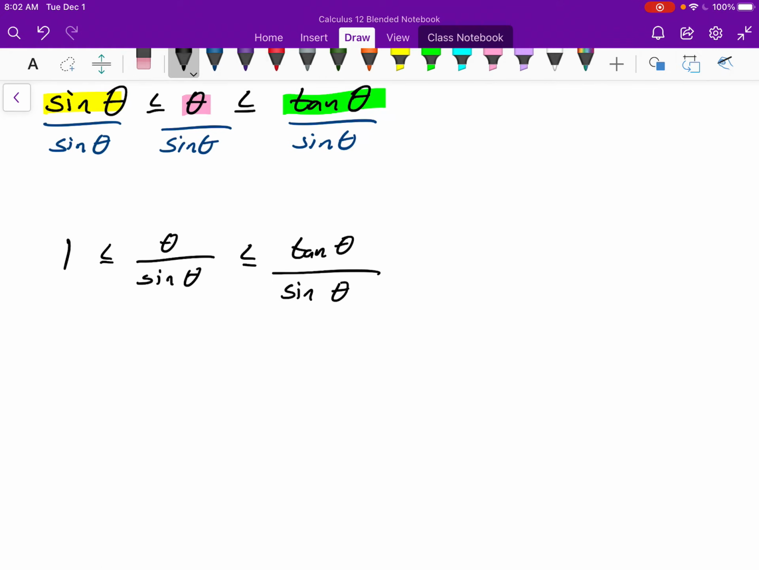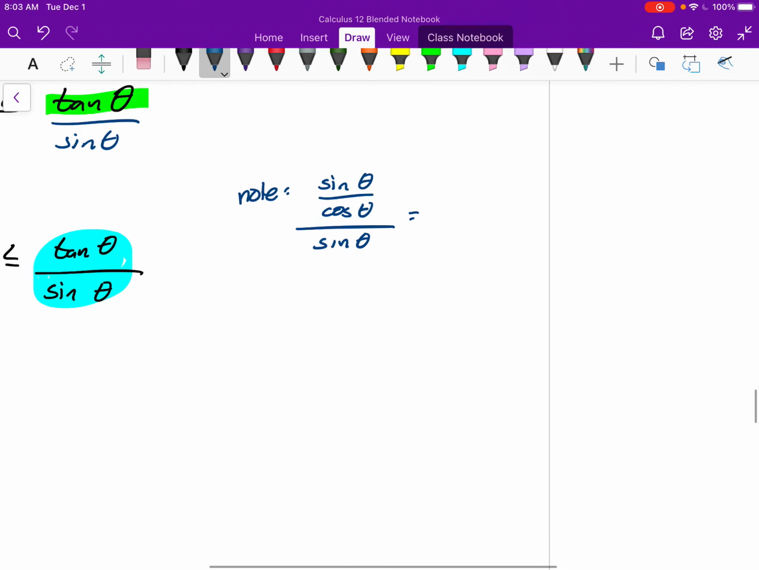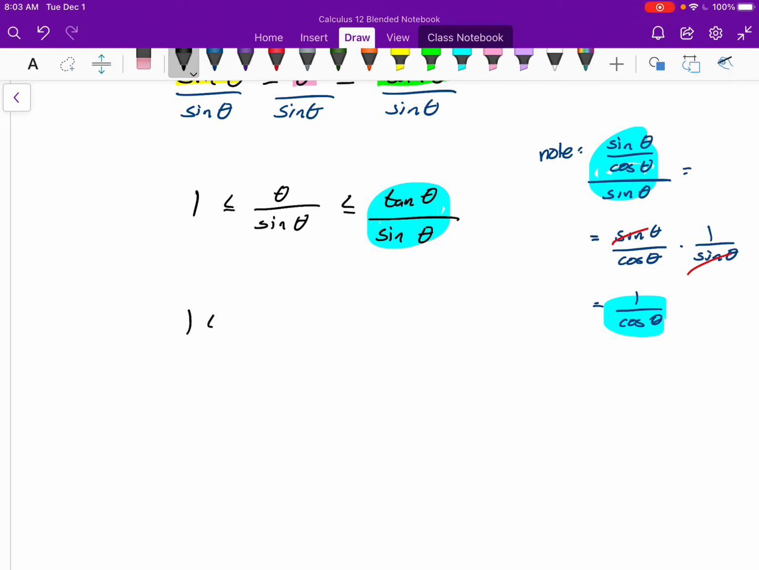If I look at that part right there, note tan theta is the same as sine theta over cos theta, all divided by sine theta. That means I can write this as sine theta over cos theta times 1 over sine theta. So you can see how these sines cancel out. Same as 1 over cos theta. So let me write this as 1 is less than or equal to theta over sine theta, which is less than or equal to 1 over cosine theta.